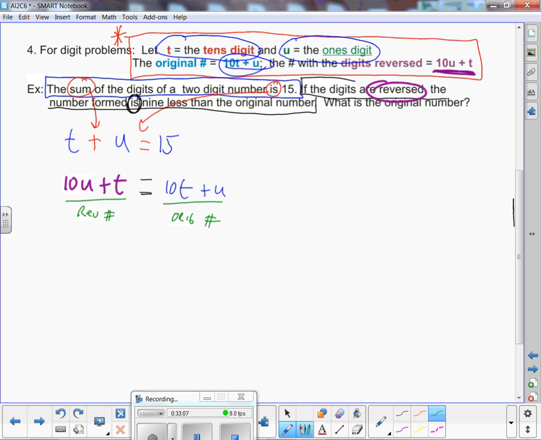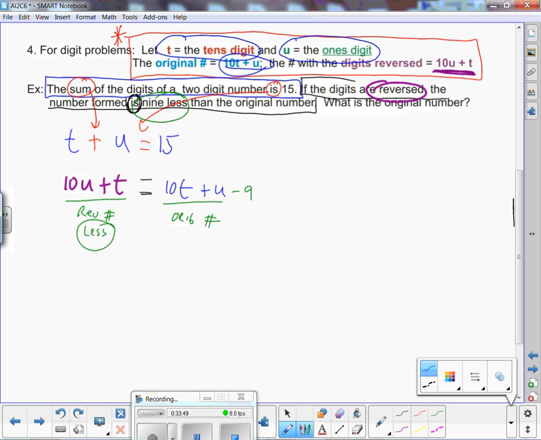If the digits are reversed, the number formed is 9 less. The number formed is the reversed digits. This is less. It's 9 less. So I have two choices. I can add 9 to the one that's less, or take 9 away from the one that is more. Those are my choices. Okay, I'm just going to, because I have room, take 9 away from the one that's more. There are my two equations. That's it. Principles we've already learned. Okay, got to solve them, all right?